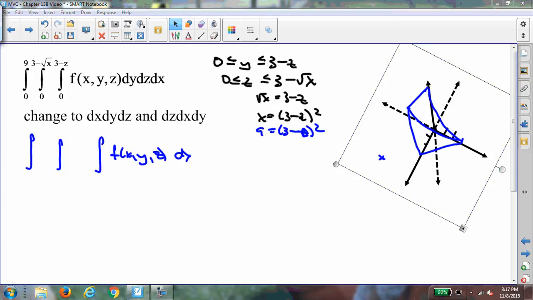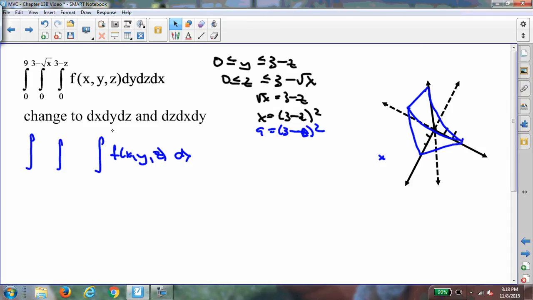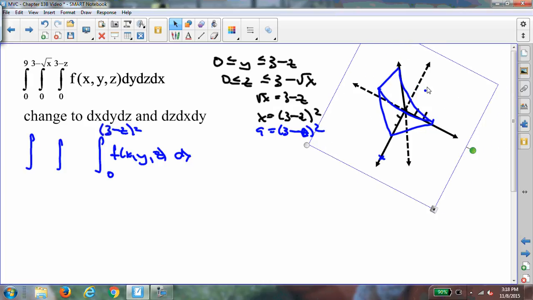Okay, so if I rotate this so that x is on the top, notice my top function is the curved surface, and my bottom one is the plane. So that means x is now bounded from the curved surface, which was (3 minus z) squared, as the top surface, and then the bottom surface is x equals 0. So if I turn this back around, you should be able to see that looking at it normally as well.